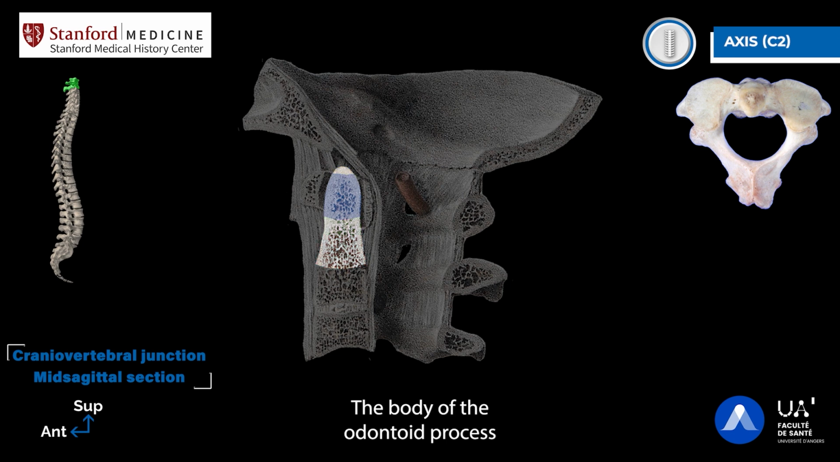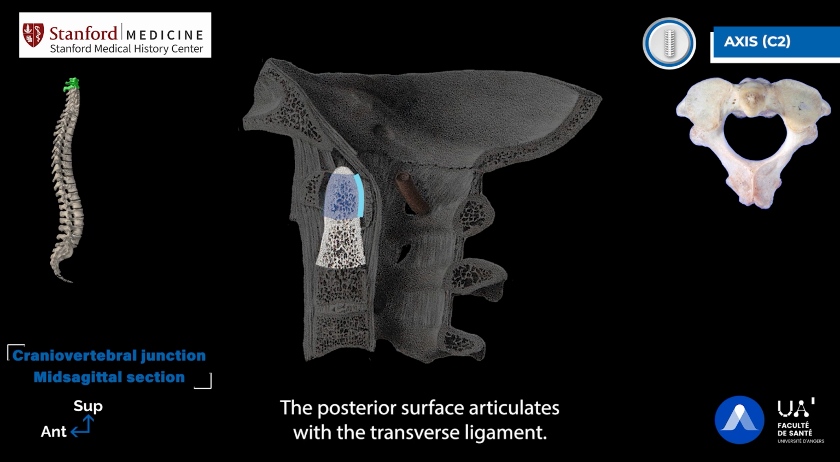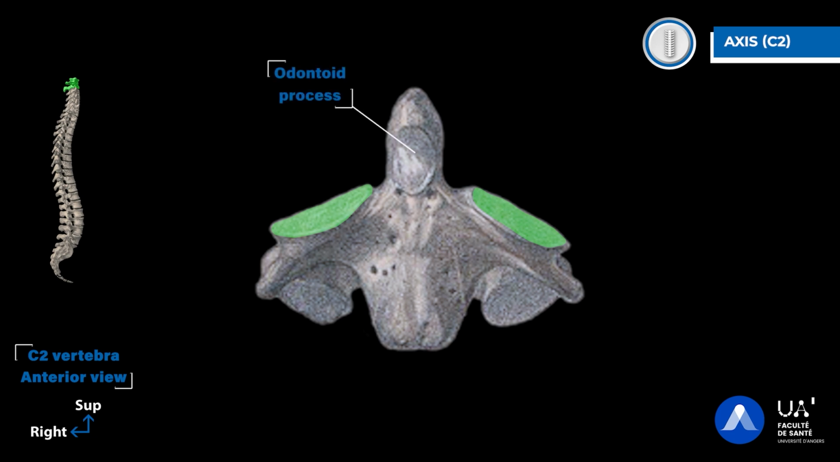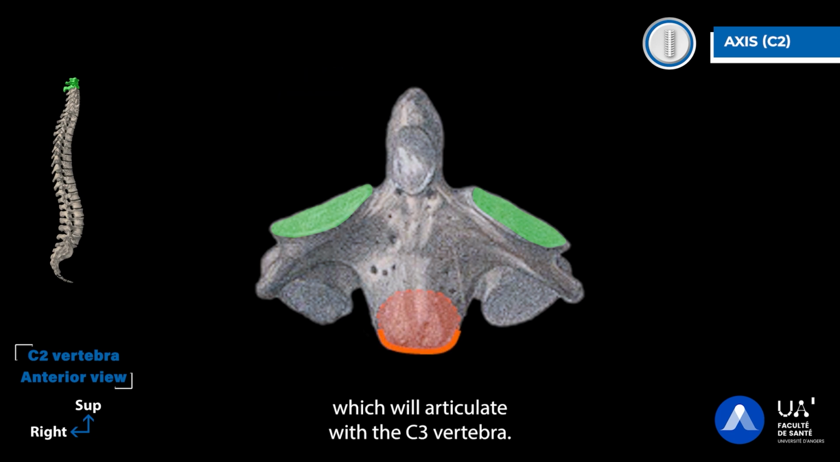This process is composed of a base, a neck, body, and a slightly rounded top. The body of the odontoid process has an anterior surface and a posterior surface. The posterior surface articulates with the transverse ligament. We observe three articular surfaces on the vertebral body: two upper surfaces, one on either side of the odontoid process, and one lower surface which will articulate with the C3 vertebra.